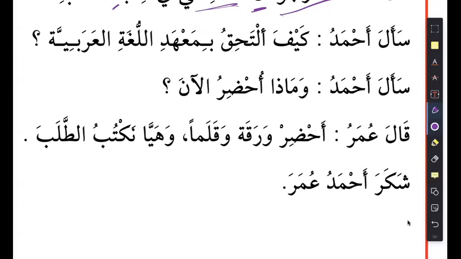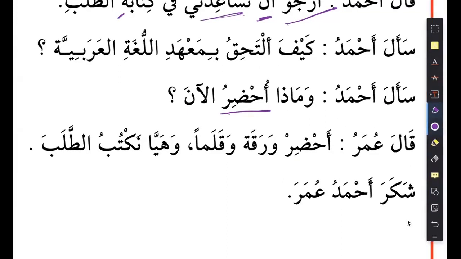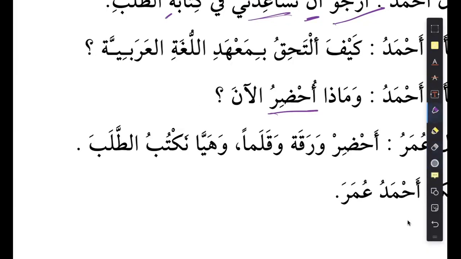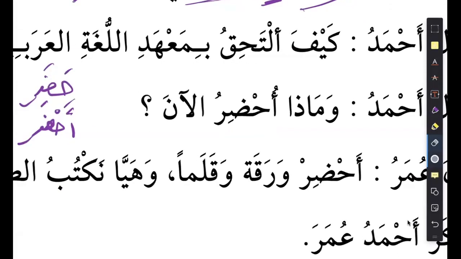Says Ahmed, وَمَاذَا أُحْضِرُ الْآن? So what does أحضر mean? This word is a little bit tricky because there's another word, حضر يحضر. Yeah, I think I mentioned this one many times. حضر يحضر, and then you have أحضر يحضر. So حضر يحضر means to be present. Okay? حضر يحضر is to be present. أحضر يحضر, which is the verb that we have here, means to bring. So أحضر means I bring.